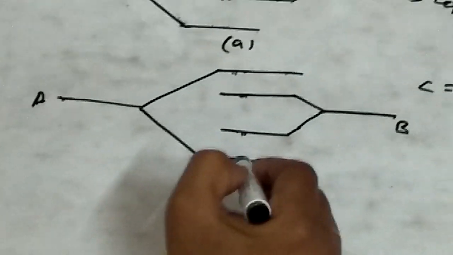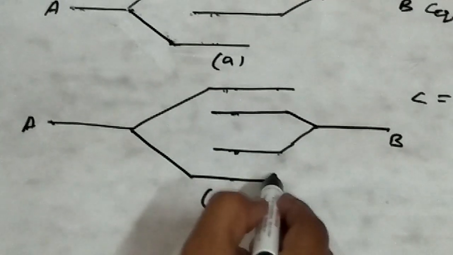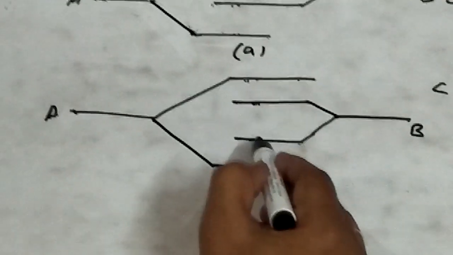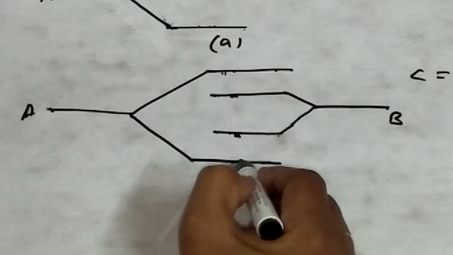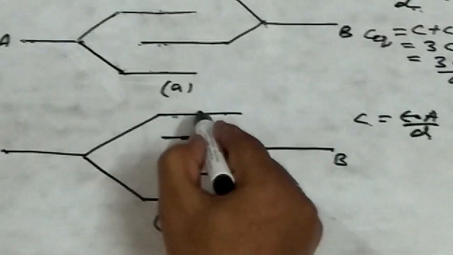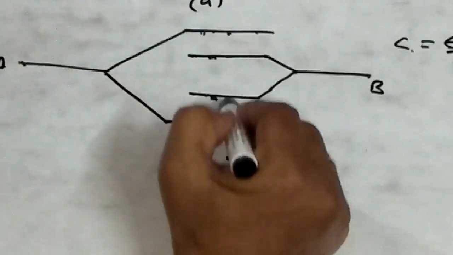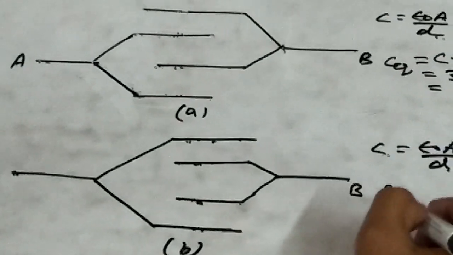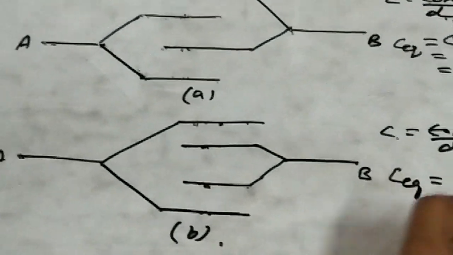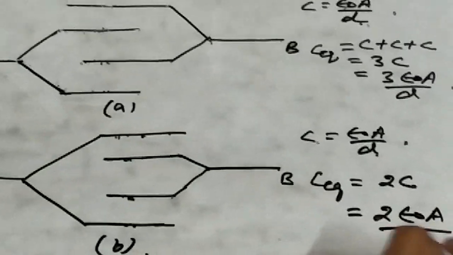But this will again form a capacitor. This one is a plate of B and this one is a plate of A. So again it will form a capacitor of the same capacitance C is equal to epsilon naught A by D. In this way you can say there are two capacitors which are joined in parallel between A and B, and their equivalent is given by C equivalent is equal to 2C, which is 2 epsilon naught A by D.